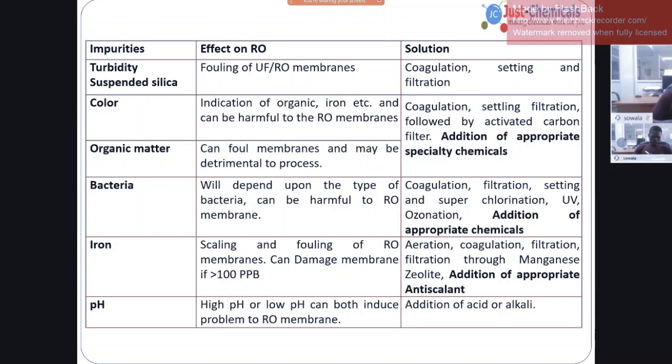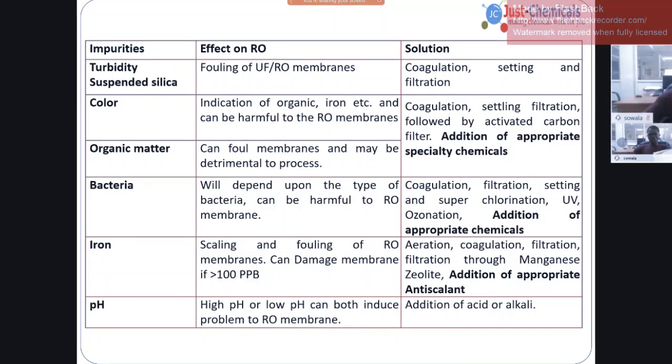Then the fifth impurity is iron. Scaling and fouling of RO membranes can happen due to iron, and it can damage membranes if iron is more than 100 ppb, parts per billion, 100 micrograms per liter. If it is more than 100 micrograms per liter in the feed water, the lead membranes, the front end membranes, are going to be affected adversely, and it's slightly difficult to clean these kinds of membranes.